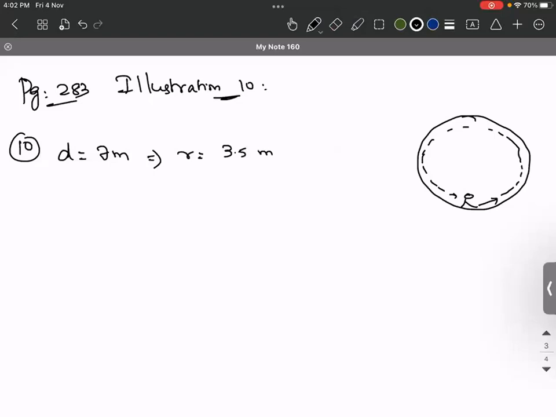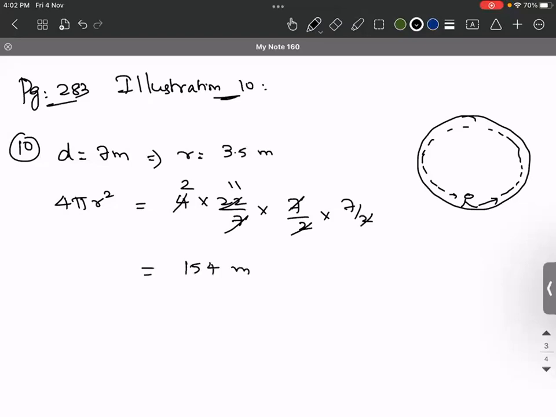Find the area available. So area is going to be how much? 4 pi r square. So 4 into pi, which is 22 by 7, into r square, which is 7 by 2 into 7 by 2. The 7 and 7 will get cancelled, 2 and this will go 11. So 22 into 7 is going to give us 154 meter square.